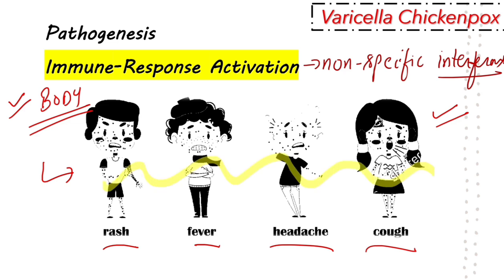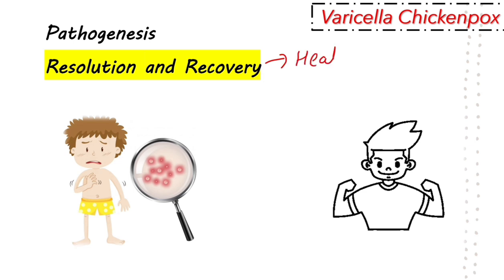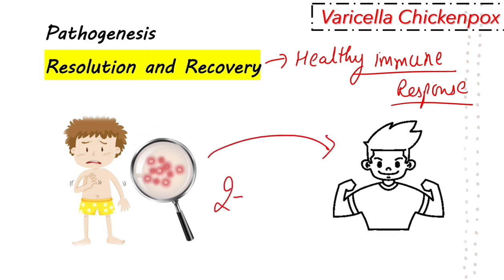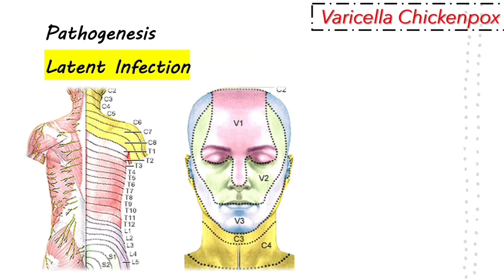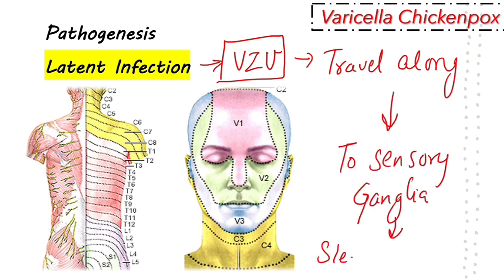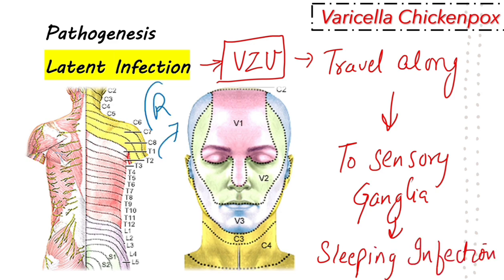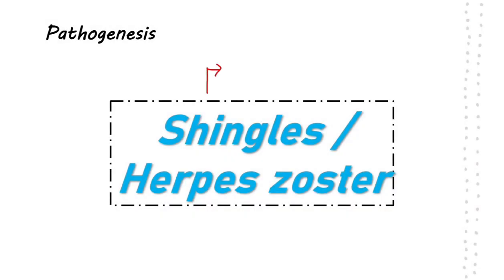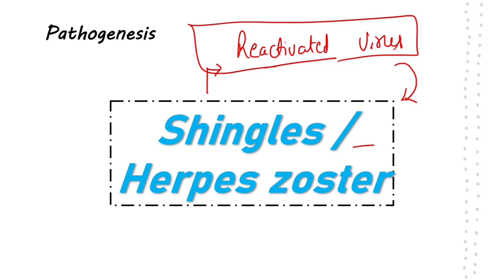Now, after the onset of clinical disease, in case of healthy individuals, the immune response eventually limits and halts the viral replication, allowing for recovery within 2 to 3 weeks from the onset of symptoms. After this recovery, there will be a latent infection present in the body. During the course of the disease, the varicella zoster virus may travel along the sensory nerves to the sensory ganglia, where it can establish a latent infection in an undetectable form. The latent state can lead to reactivation of virus later in life when the immune system gets compromised, resulting in the herpes zoster infection, or shingles, which is also known as secondary infection of varicella zoster virus.